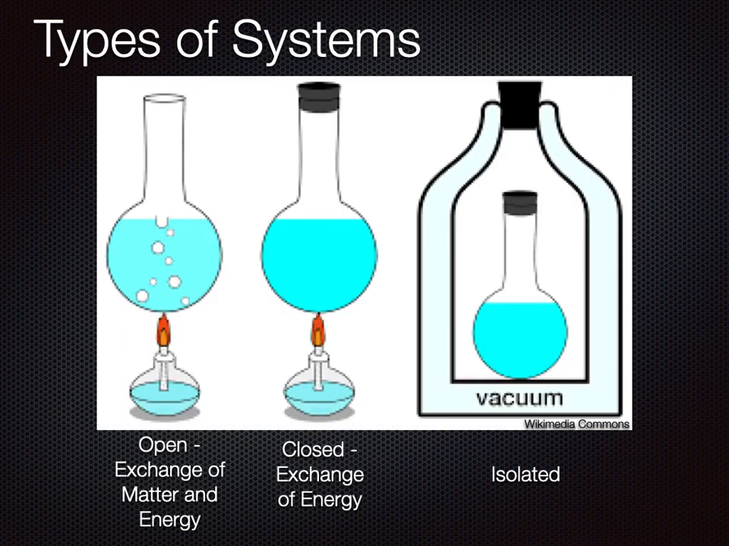There are three primary types of systems that we need to be aware of. That first diagram on the left is referred to as an open system, and this is where both matter and energy can move into and out of the system. So in this case, we have energy coming in the form of the heat lamp. That substance then looks like it's boiling, so it's going to produce vapor. That vapor is then going to go out of the flask into the atmosphere, and so you're going to lose matter through that vapor, so that's an open system.